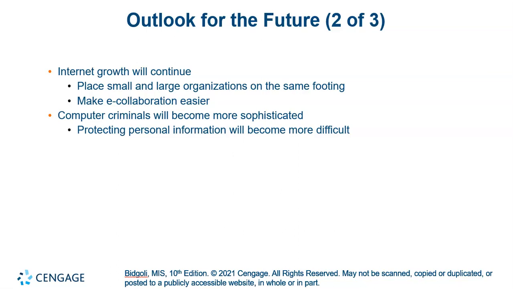Now, on the bad side of that, because the internet is growing and because people are becoming more computer savvy, computer crime is becoming more prevalent and more sophisticated. We need to make sure we protect the information we have and do it in a way that is extremely difficult for malicious individuals to break into our system, steal our customer data, and steal our intellectual property.